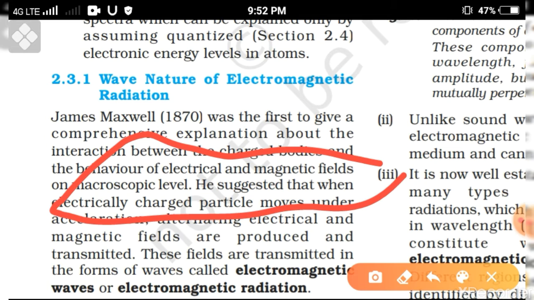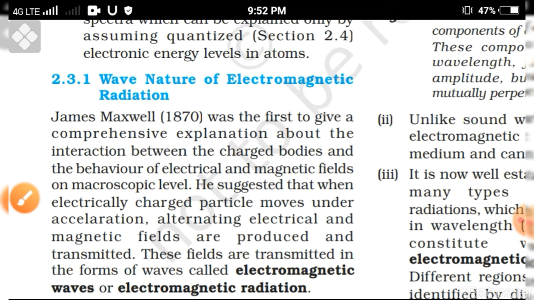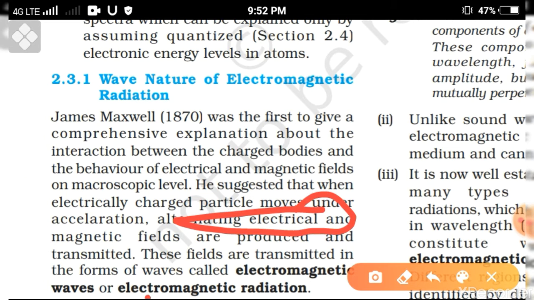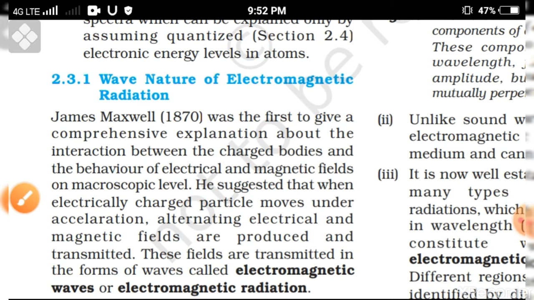He suggested that when electrically charged particles move under acceleration, alternating electrical and magnetic fields are produced and transmitted. These fields are transmitted in the form of waves, called electromagnetic waves or electromagnetic radiation.